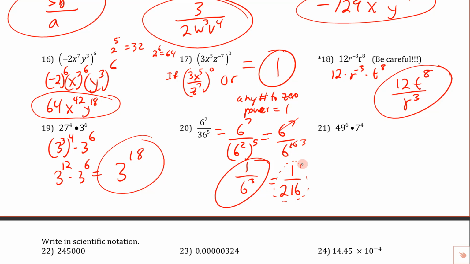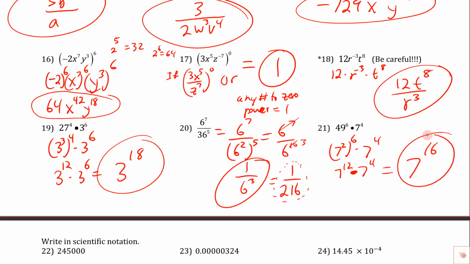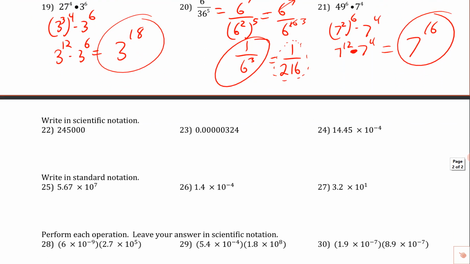And then this one on number 21. Same type of idea here. 49 and 7 can both be written as powers of 7. So this is 7 squared to the 6th times 7 to the 4th. So this would be 7 to the 12th once we do that power to a power, times 7 to the 4th. So altogether, 12 of them here, 4 of them there. That's going to be 7 to the 16th. We'll circle the answer and head off to the other side.